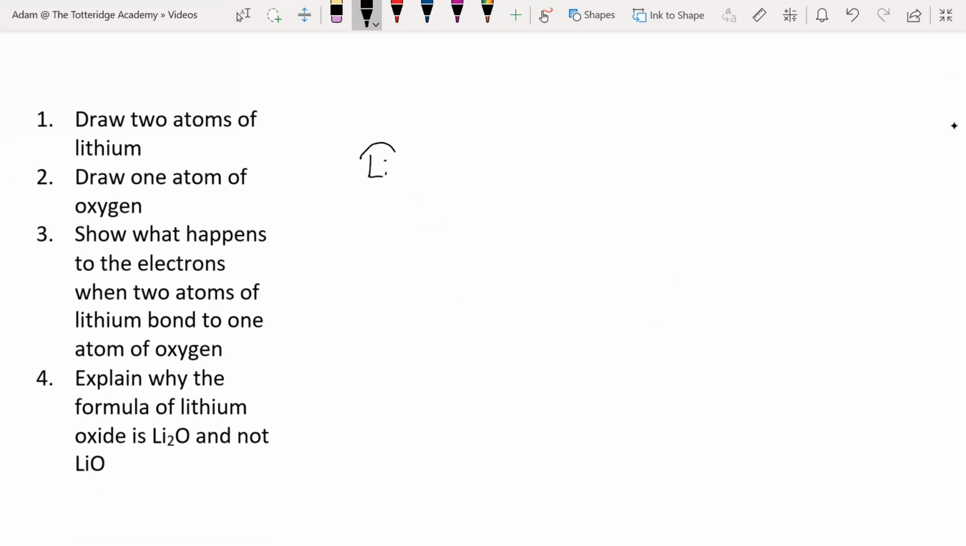Li. I know that lithium has 3 electrons, which means 2 in its first shell and 1 in its second shell. Oh, what am I doing? Sorry, that should be a cross. And 1 in its second shell.